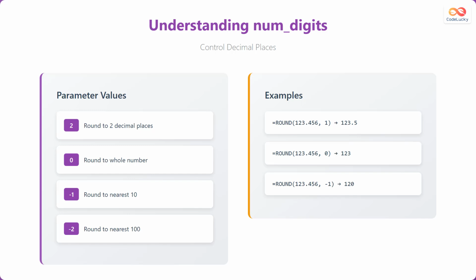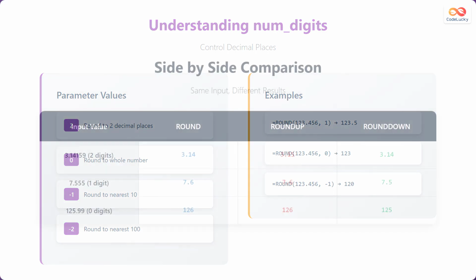=ROUND(123.456, 1) results in 123.5. =ROUND(123.456, 0) results in 123. =ROUND(123.456, -1) results in 120.